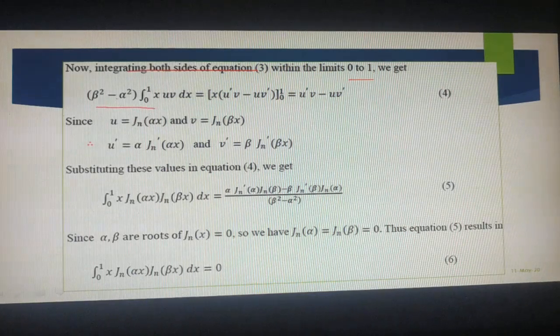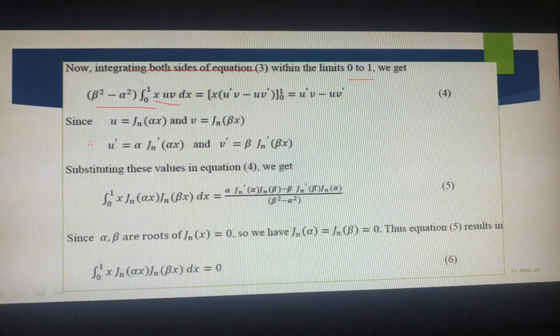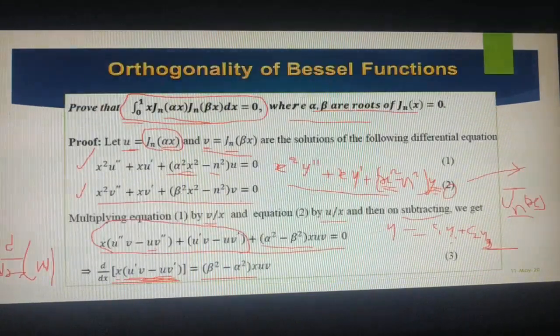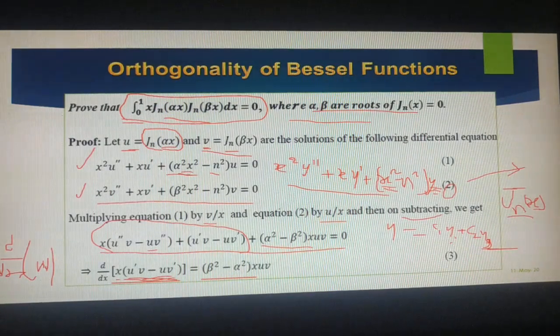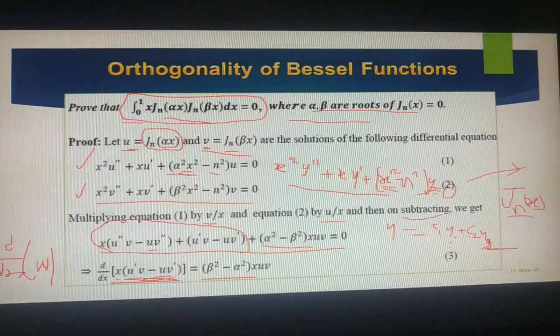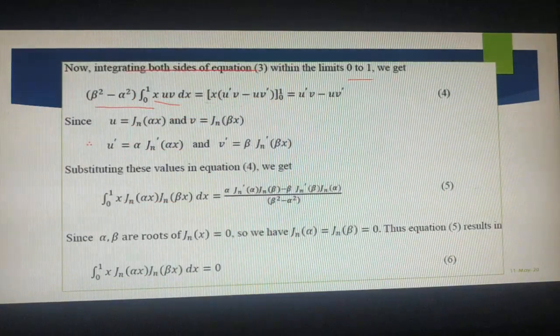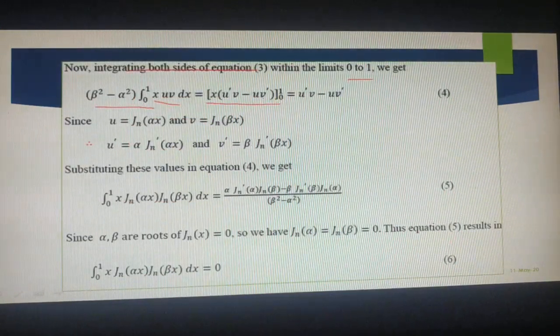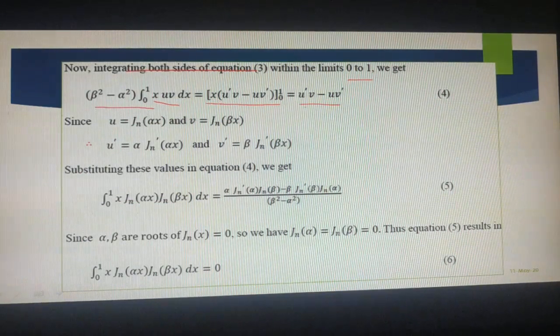So on the right hand side we have b square minus alpha square, which is a constant term, integral 0 to 1 x into v. So this is your term. Okay, for that I am integrating 0 to 1, b square minus alpha square, which is constant outside, into x u v dx is equal to, as I said, integration and differentiation will get cancelled, and the limits I am directly substituting here. If I substitute the limits, upper limit x equal to 1, we will get this, lower limit x equal to 0, that will become 0.